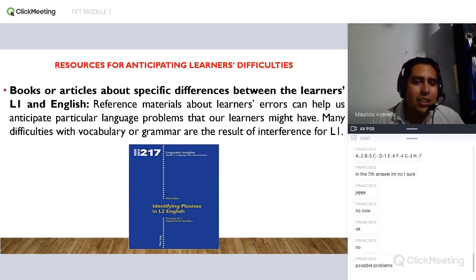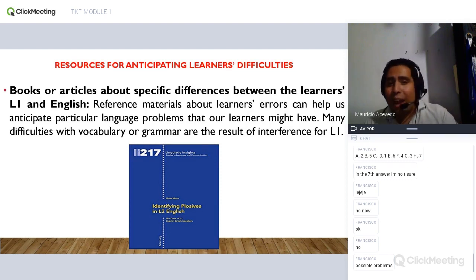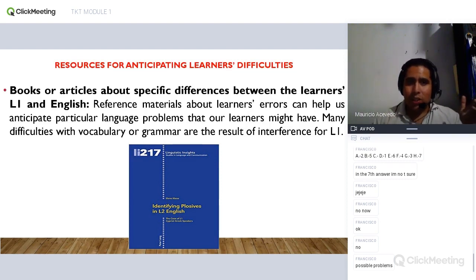So in this case, you can have this kind of books in order to anticipate problems, and most of these problems, Francisco, are related to their mother language with the new language. So what you need to give them is a book, especially for those students that always want to translate, that always need a translation. You can teach them that there is not always a translation for words. These are called books or articles about specific differences between the learners' L1 and English.